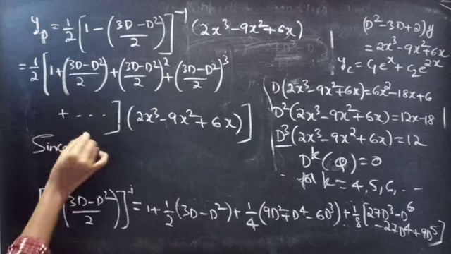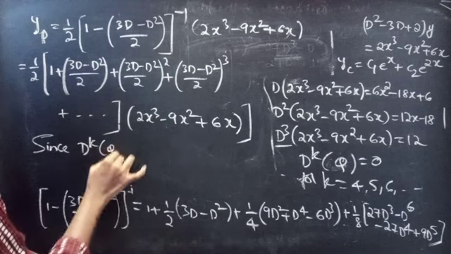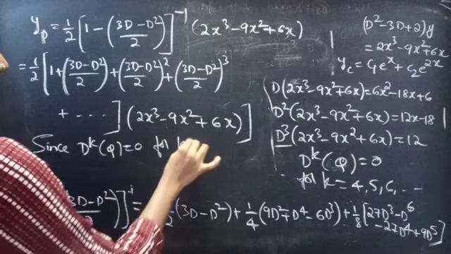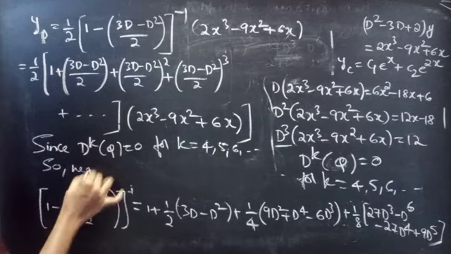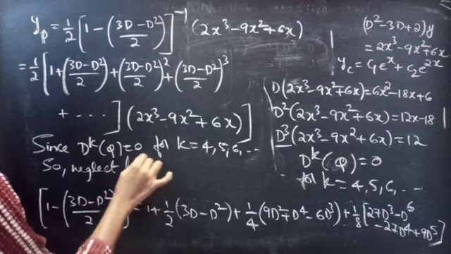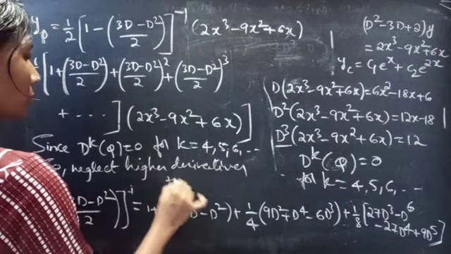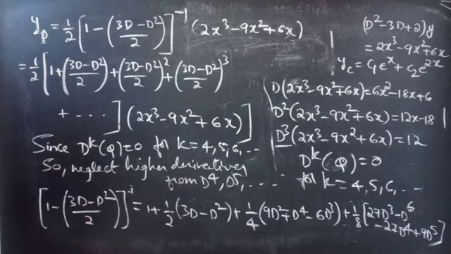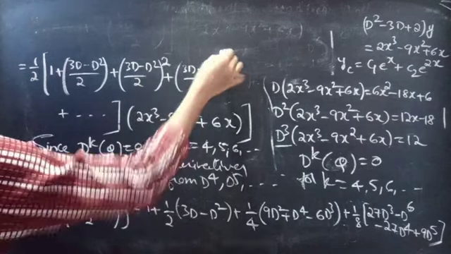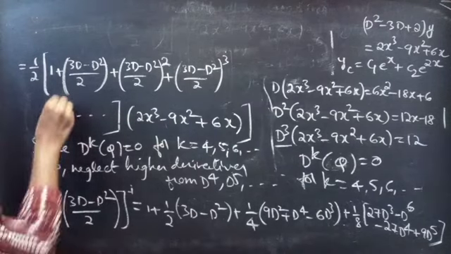Okay, firstly let's write. Since d power k of q is 0 for k equals 4, 5, 6 and so on, so neglect higher derivatives from d power 4, d power 5 and so on, right? Now our yp becomes, we are going to neglect terms from power 4, power 5, power 6 and so on from here, right?